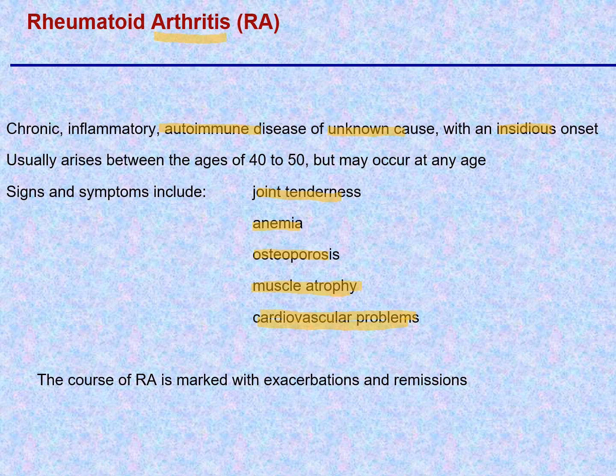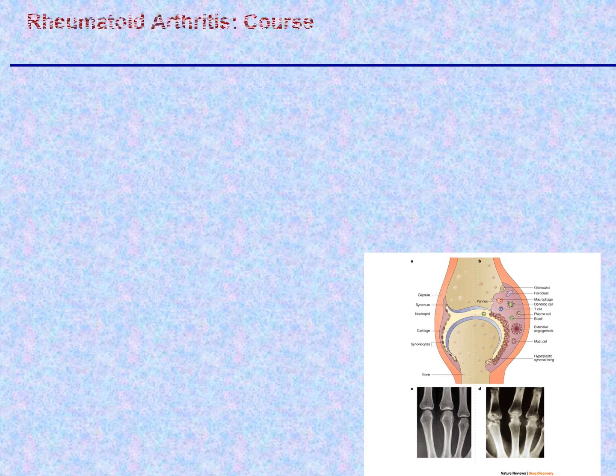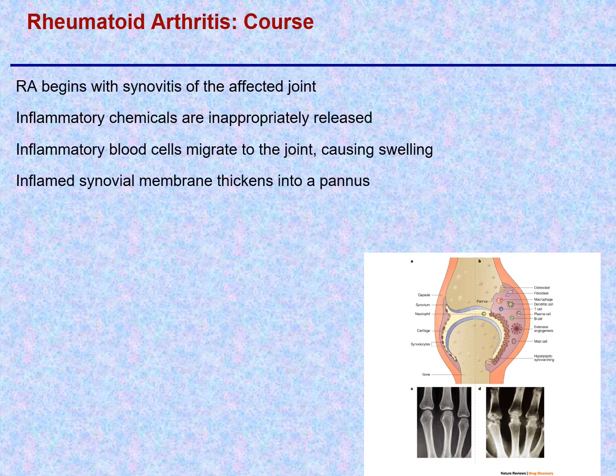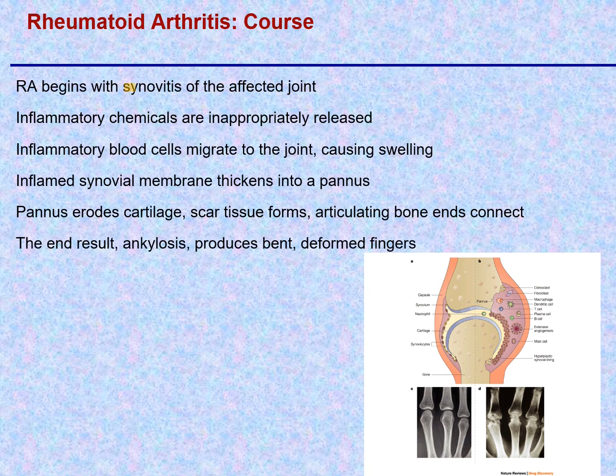The course of rheumatoid arthritis is marked with periods where it gets worse, exacerbations, or periods where it seems to go away. There's remissions, but it goes back and forth and steadily can get worse with age. Usually first appearing at age 40 to 50, but can occur in young people also. Rheumatoid arthritis often begins in the joint with a synovitis, so the synovial membrane becomes inflamed.